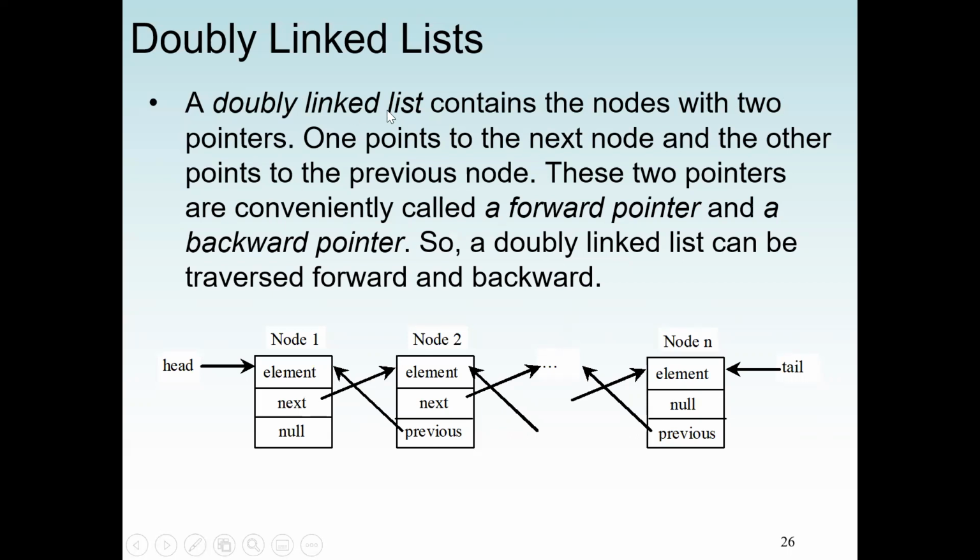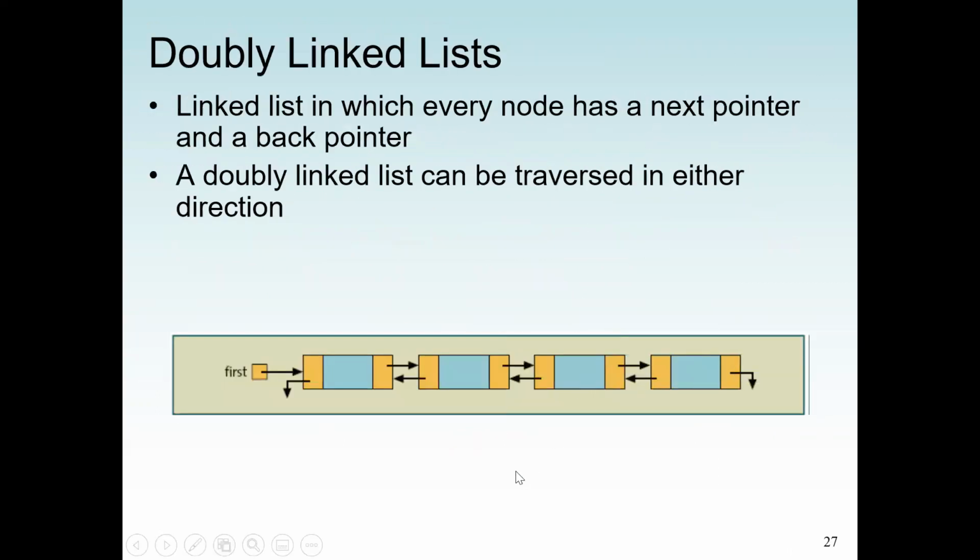So a double linked list contains nodes with 2 pointers, one pointing to the next node and the other pointing to the previous node. These 2 pointers are conveniently called the forward pointer and the backward pointer. So a double linked list can be traversed forward or backward. In this example of a double linked list, we can see the arrows can go forward or back, in the opposite direction.